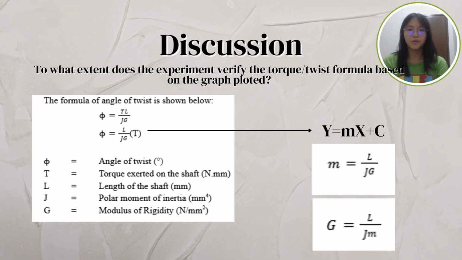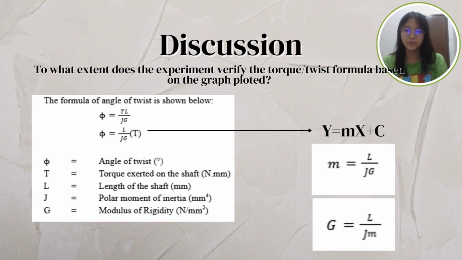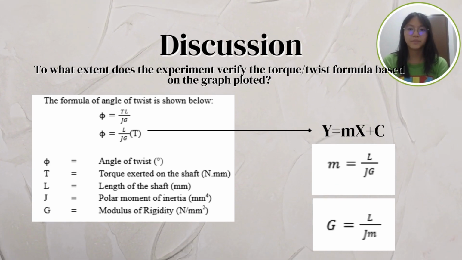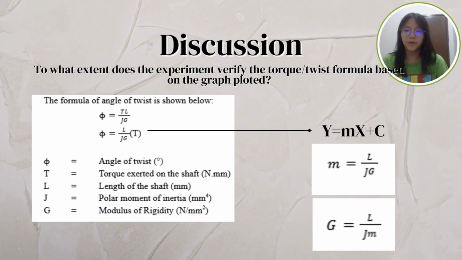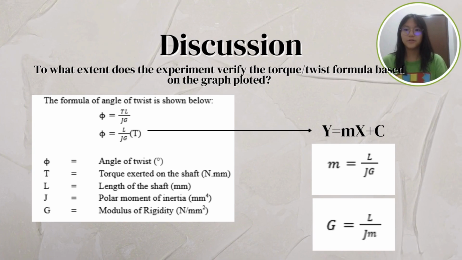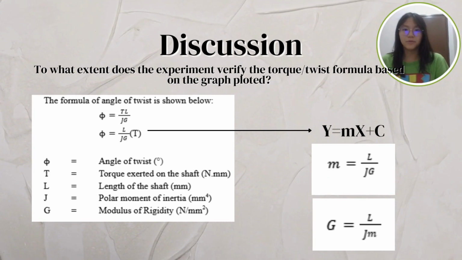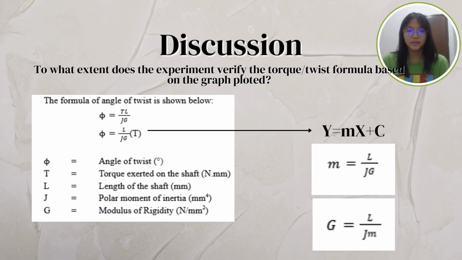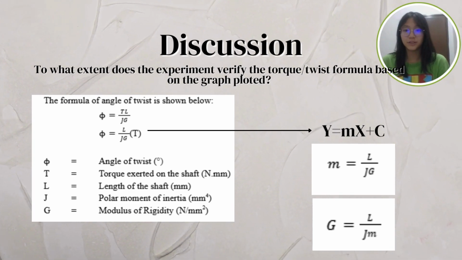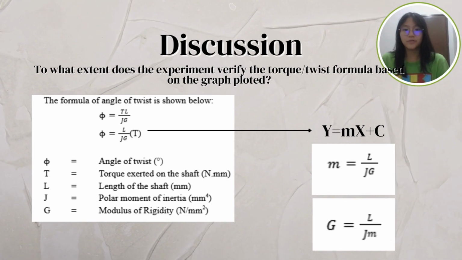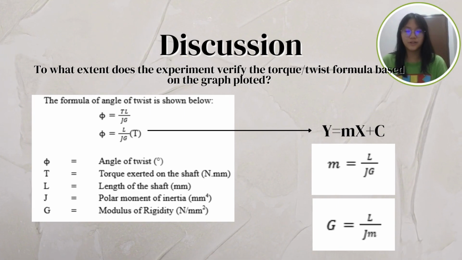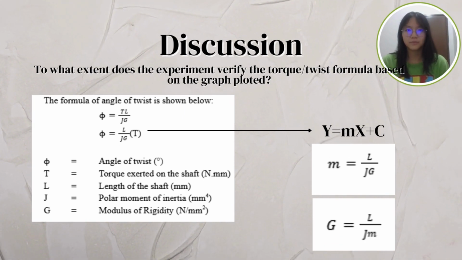Angle of twist equals torque times length divided by polar moment of inertia and modulus of rigidity. According to y equals mx plus c, as you can see, the gradient of the graph is equal to length divided by polar moment of inertia and modulus of rigidity. To get the modulus of rigidity, which is G, we will rearrange this equation.